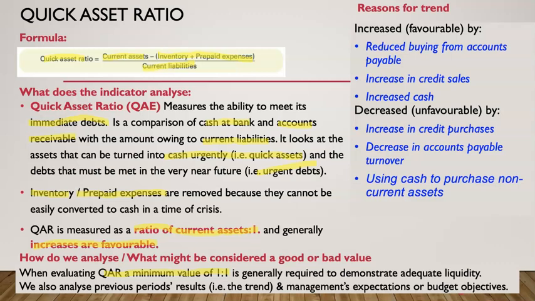So really what this is looking at is the ability to meet immediate debts. It is an indicator that looks at more liquid assets than your working capital ratio. But even some people say that is not appropriate, because even in a real issue, you're not going to be able to turn your accounts receivable into cash straight away. So we should just look at cash.